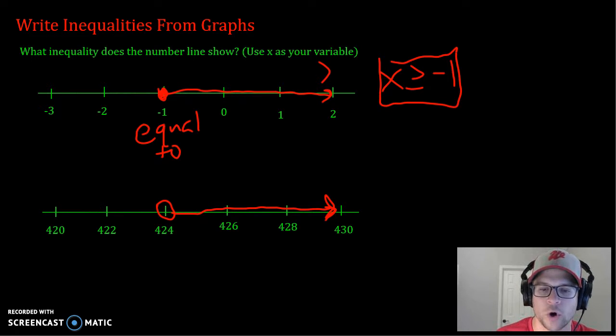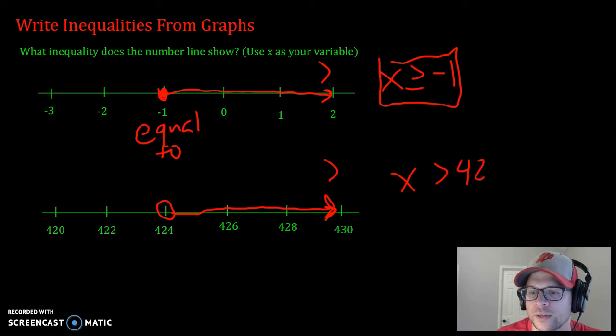Okay, and the next one, open circle, so where it's not going to be equal to, but it's still moving the exact same direction. And our symbol is that one, which is greater than. So we're going to say x is greater than 424.